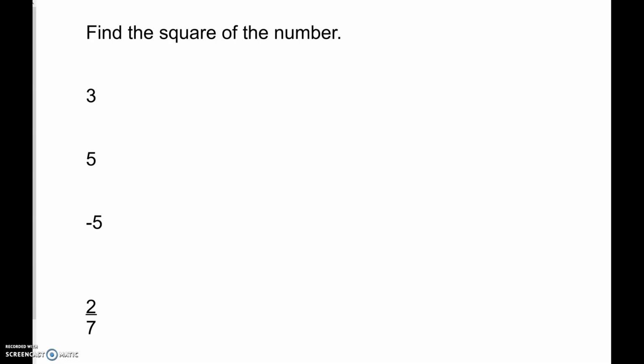So you can see from the directions on the screen that the directions are: find the square of the number. What does that mean to find the square of the number? Well, squared means that we're going to take everything twice. So if we're going to find the square of 3, that means 3 squared. So that means we're going to take 3 times 3. So the answer is 9. The square of 3 is 9.